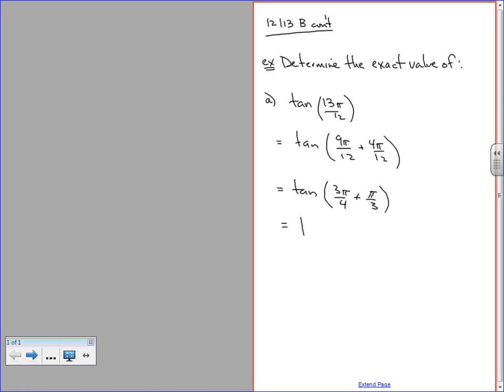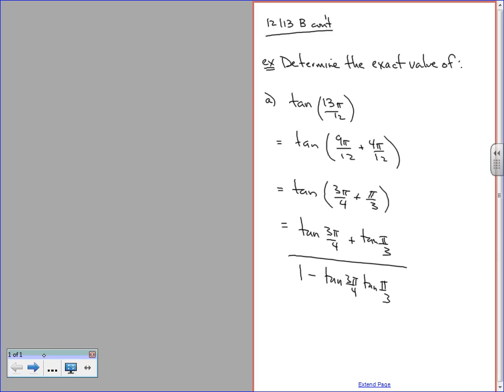So the tangent of 3 pi over 4 plus pi over 3 is equal to the tangent of 3 pi over 4 plus the tan of pi over 3, over 1 minus the tangent of the first angle multiplied by the tangent of the second angle. Right from the formula sheet. It's like tan of x plus y is equal to tan x plus tan y over 1 minus tan x tan y. Is that good? Again, you don't have to memorize these formulas at all. You just have to know how to use them.